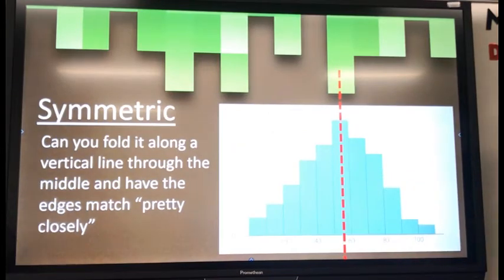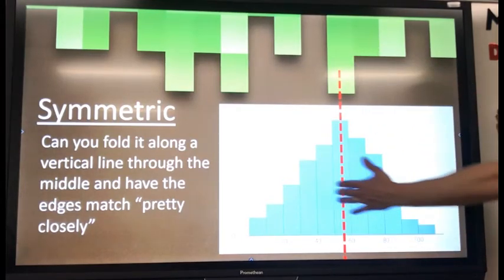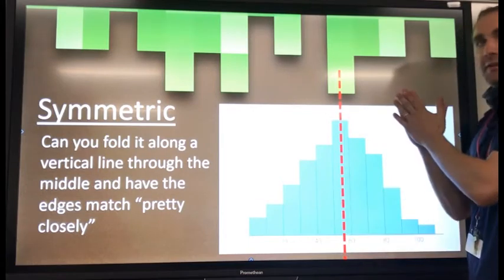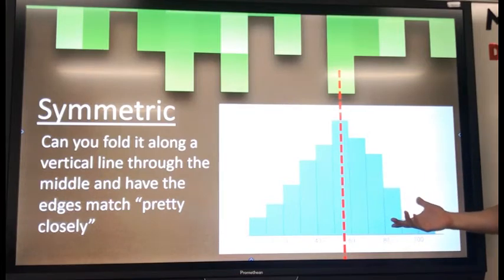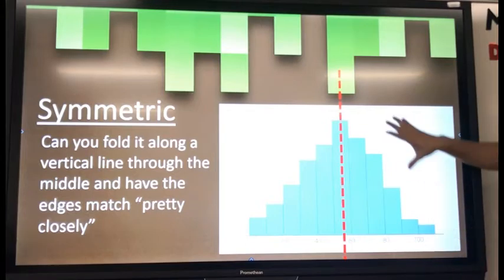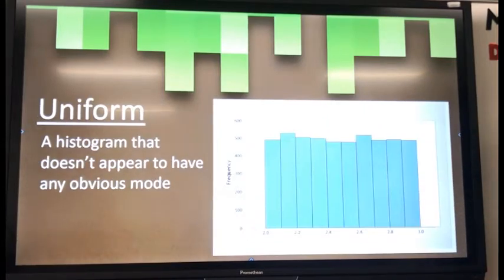Symmetric. So with our unimodal graph, you could say it's symmetrical. If I were to take this graph, fold it down the middle, and fold it over, I know it's not perfect symmetry as you see in algebra, but do you kind of see a somewhat slight symmetry to it? Yeah. This would be considered symmetric. Would this be considered symmetric? Yeah. A uniform will be considered symmetric.